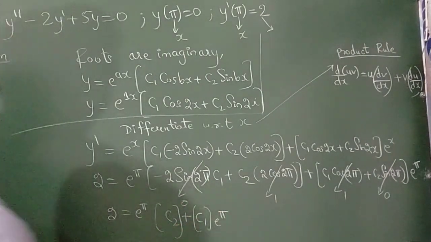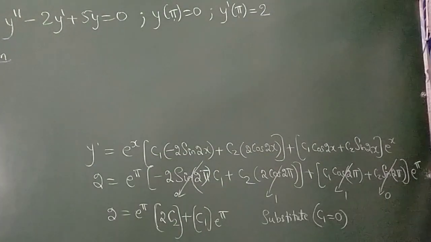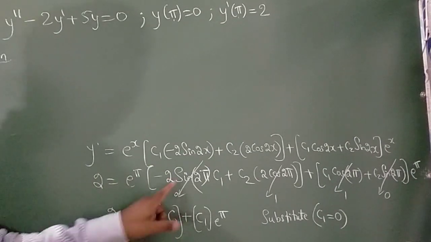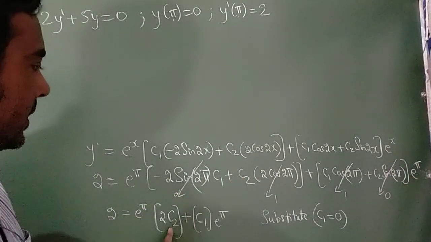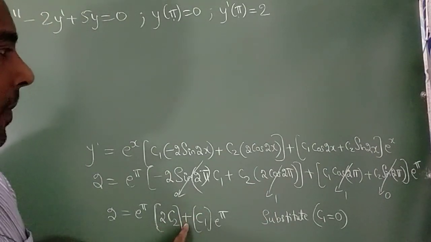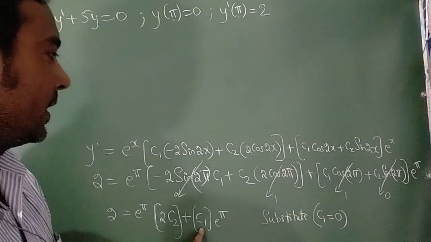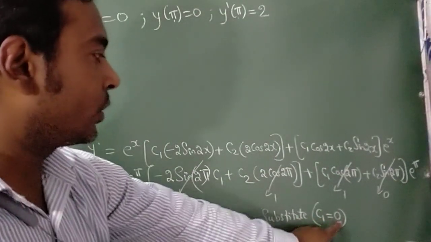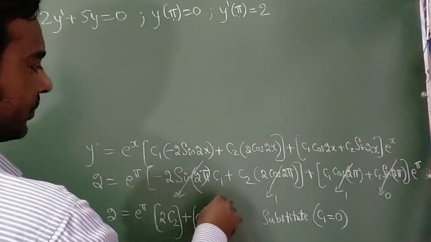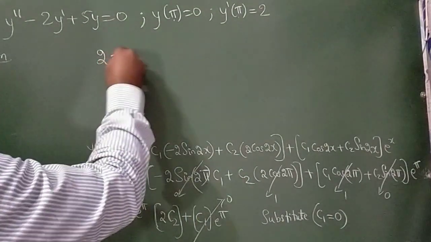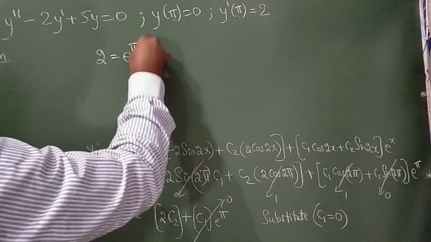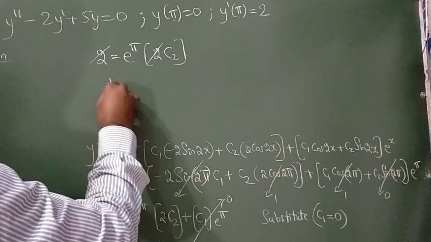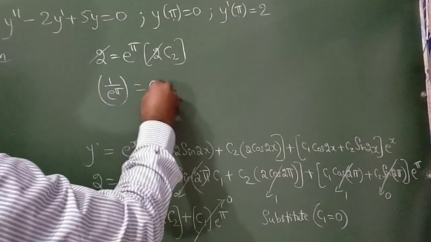Now 0 is equal to e raised to pi. This has become 0 and this is c2 times 2, plus this will become c1. This has become 0, e raised to pi. Substitute c1 is equal to 0. So if this is 0, what will I get? 2 e raised to pi c2 is equal to e raised to pi. This 2 and this 2 get cancelled. So 1 upon e raised to pi is equal to c2.